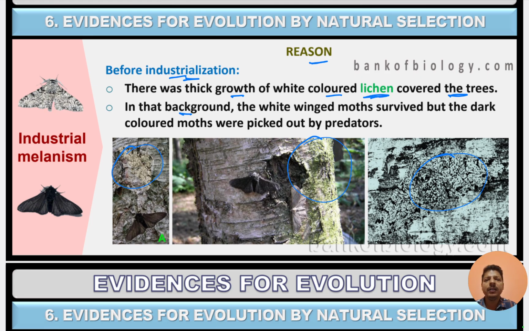So in that background, the white-winged moths survived. They became camouflaged and survived, these white-winged moths. But the dark-colored moths were picked out by predators, because the dark-colored moths could easily be spotted by the birds, the predators.